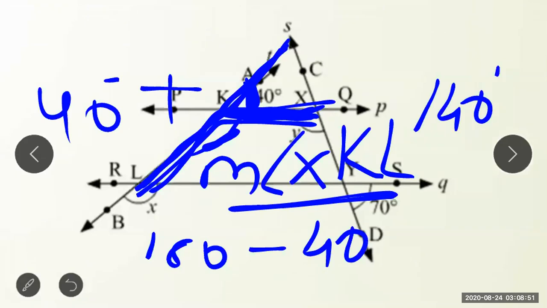Now next we will find which line is parallel and which one is the transversal. Here P and Q are parallel lines and T is the transversal. T is the transversal. P and Q are parallel and T is a transversal. Then first we have to find the corresponding angle.